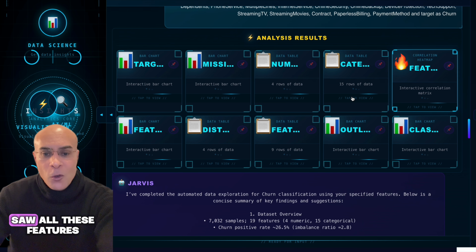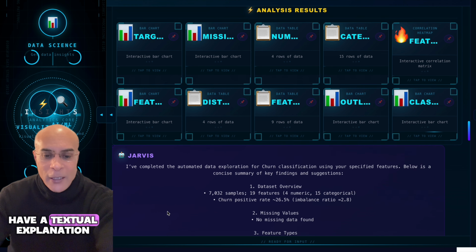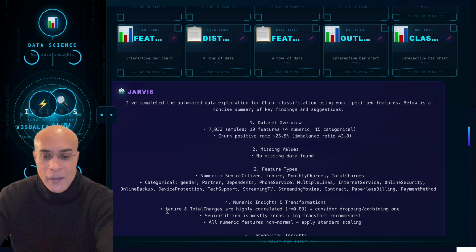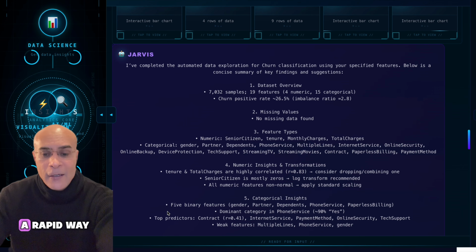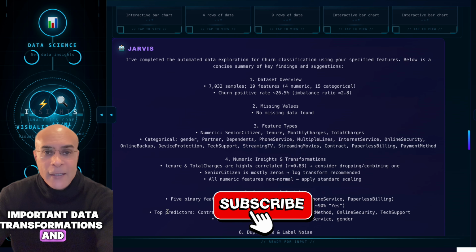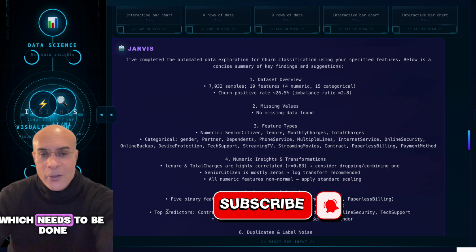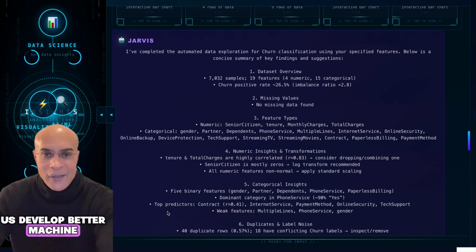Of course, you saw all these features one by one, but you can also have a textual explanation of all these features, and basically this helps us to understand in a rapid way what the important data transformations and data explorations are which need to be done, and which will help us develop better machine learning models.